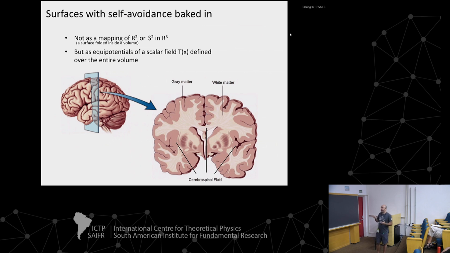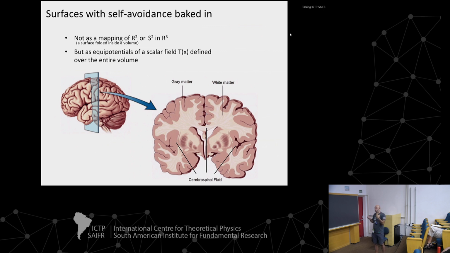And the way you do that is not describing them as mappings of, say, either a sphere or a plane into the 3-dimensional space in some complicated form, but as equipotentials of some scalar field. If you imagine that the volume is filled by a scalar field that assumes a real value at each point, you can find a surface that corresponds. If this field is smoothly varying across this volume, we can find the point that corresponds to a certain value of this field. And these surfaces are going to be extremely well behaved.